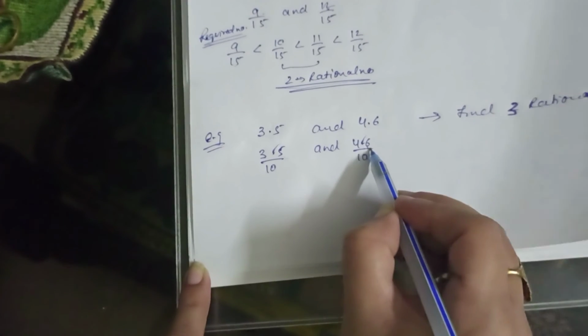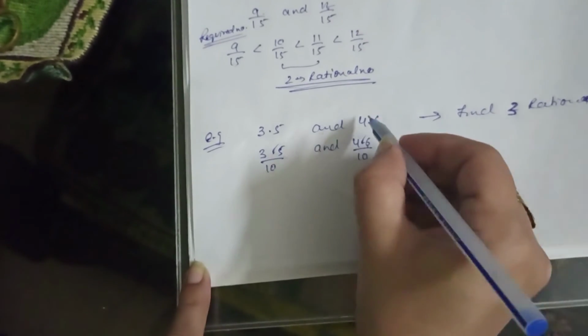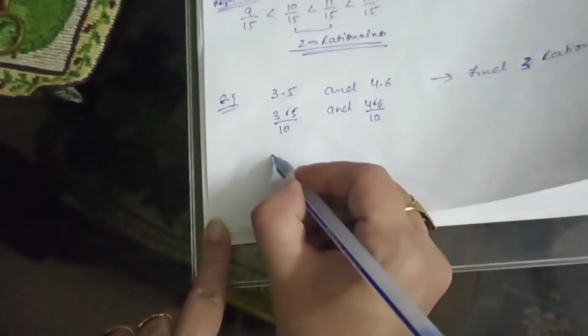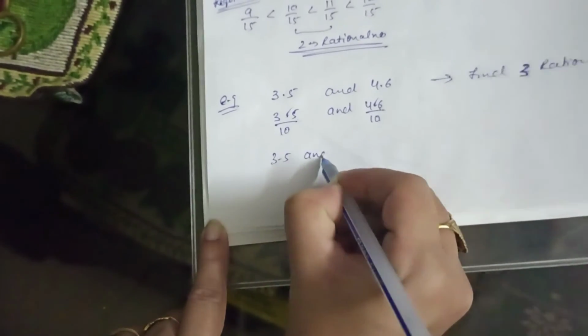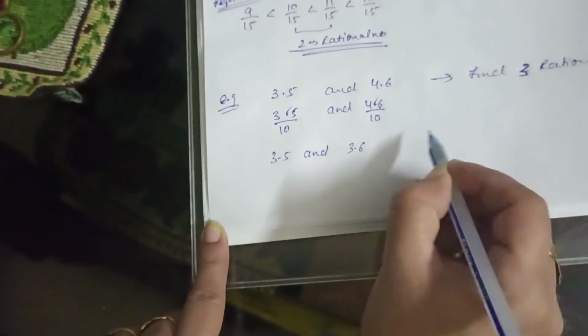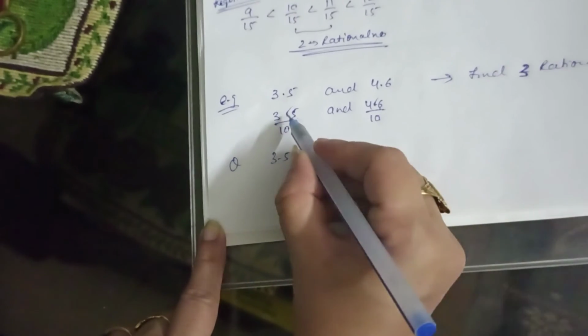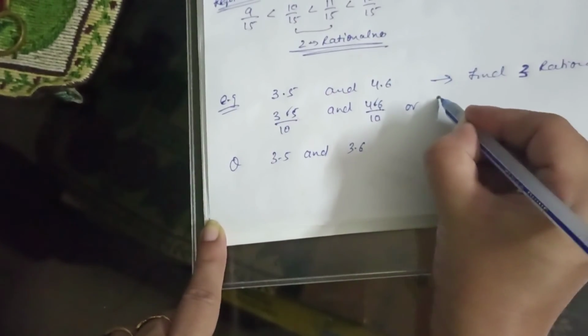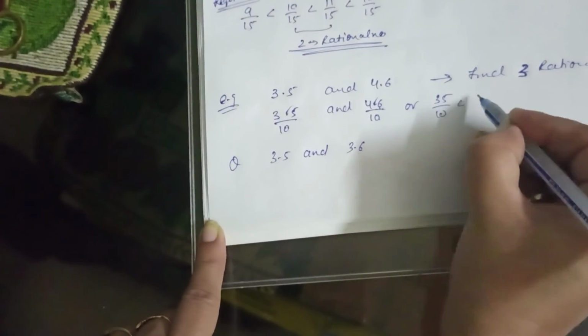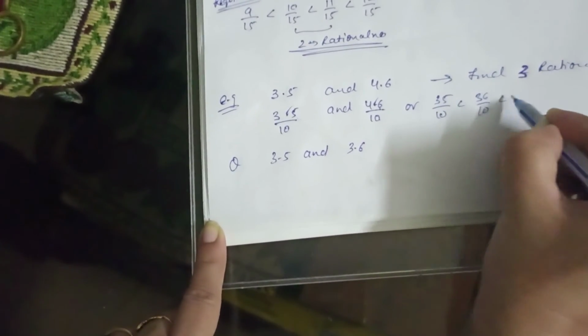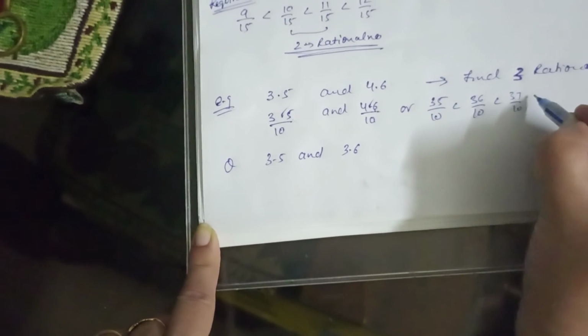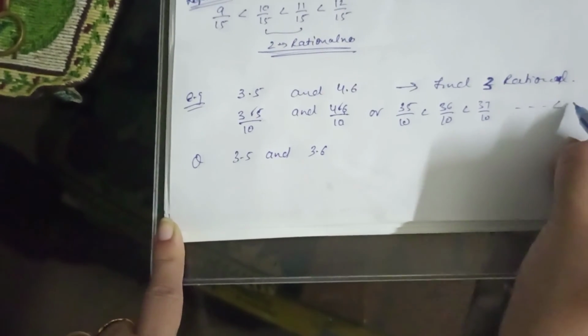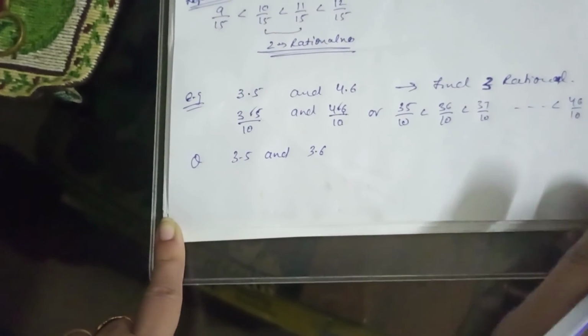But if we take some example like 3.5 and 3.6, in the earlier case 35 and 46 have a lot of numbers between them, so you can easily insert 35 by 10 as the first number, then 36 by 10, then 37 by 10. So there are a lot of numbers you can insert between them, so it's not a difficult part.